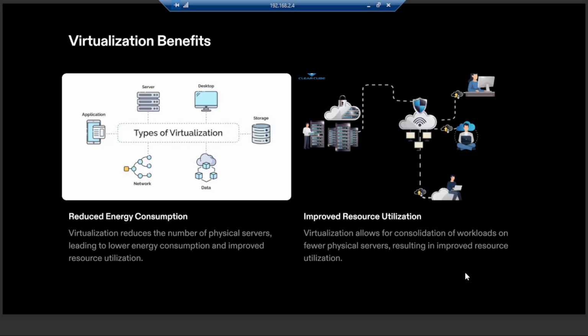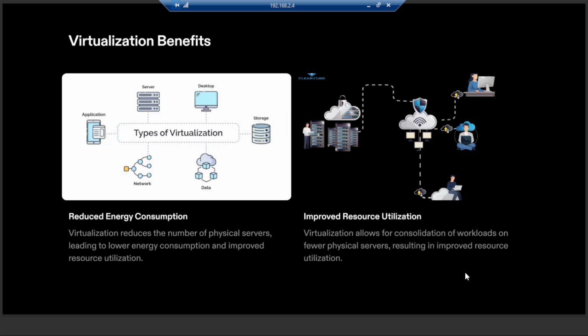Hi everyone. In this video, I would like to discuss one of the important technologies that we can implement in our IT environments, which is virtualization. Virtualization reduces the number of physical servers, leading to lower energy consumption and improved resource utilization.